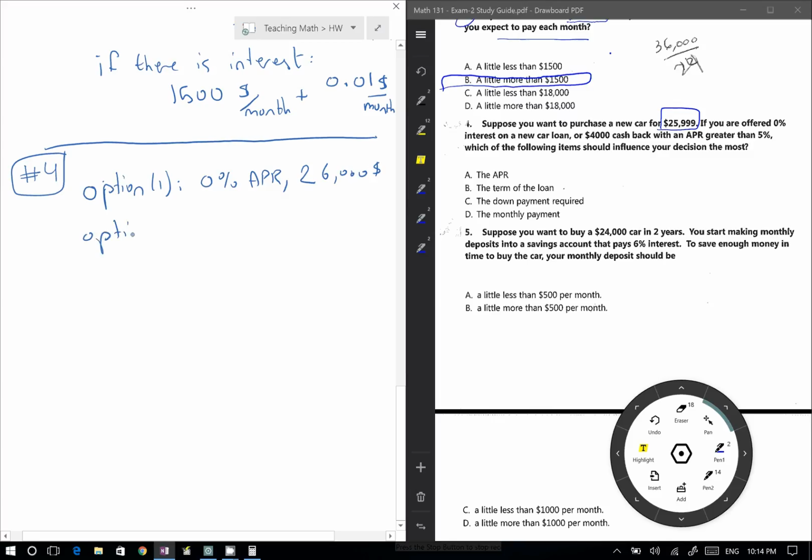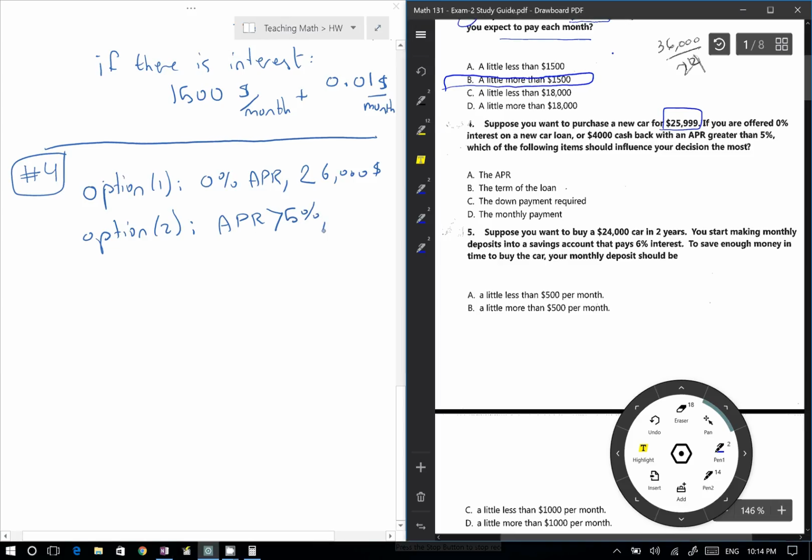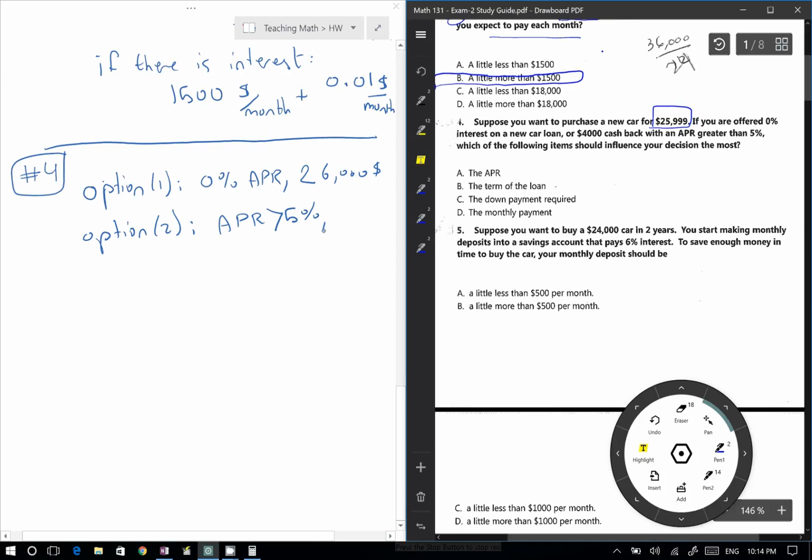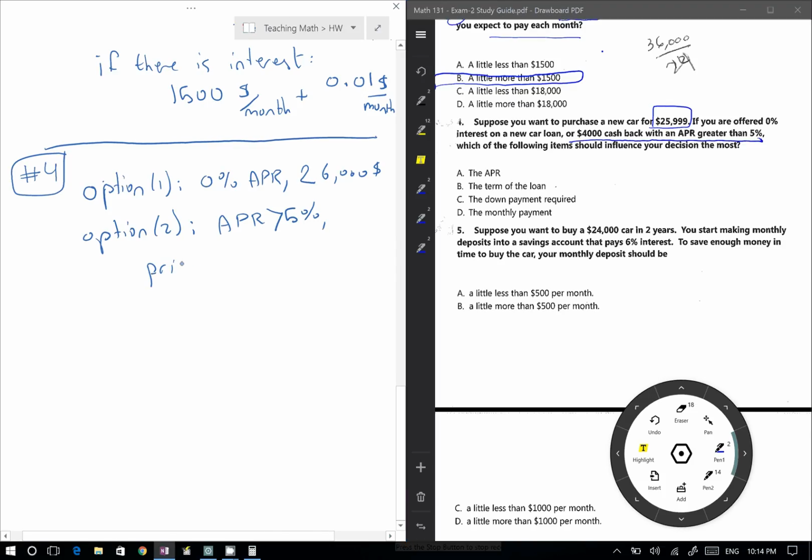Option 2, you have an APR greater than 5%, and you have $4,000 cash back. So this will make the initial cost, or the price basically, 26,000 minus 4,000, so that's $22,000.